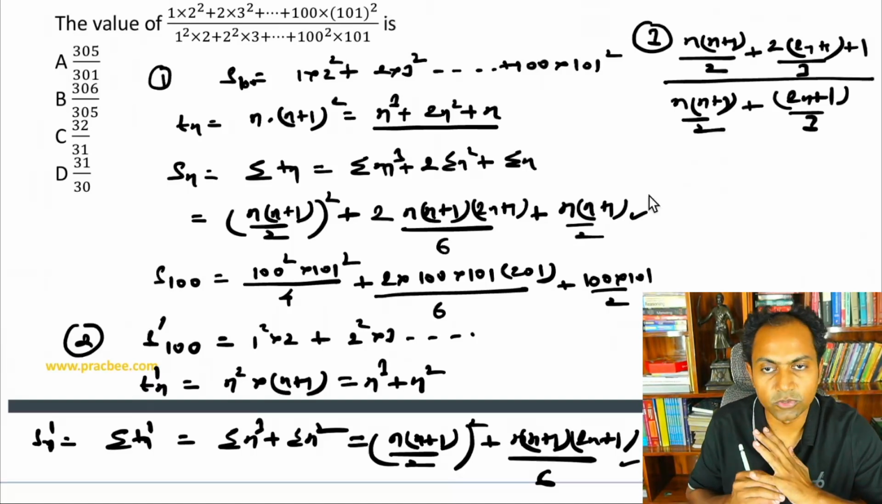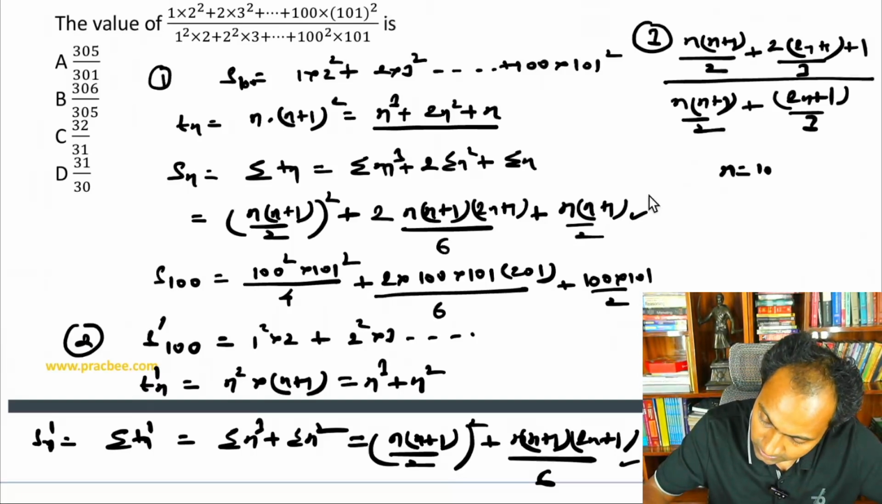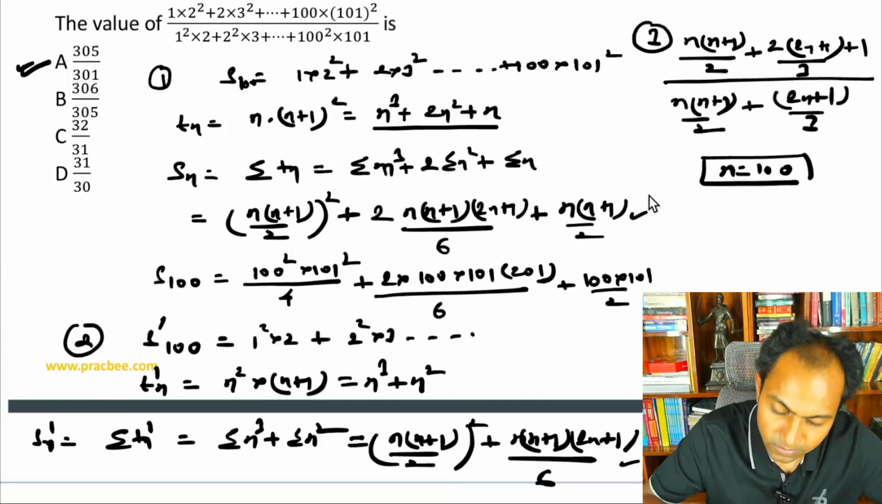Now you can substitute the value of n as 100 and get the answer. The final answer of this question comes out to be option A.